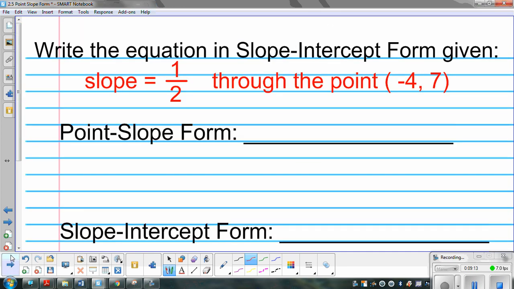Okay, same exact process, except there's a fraction for the slope. Oh no. Go ahead and pause the video, see if you can get through both forms, and check yourself when you're done.